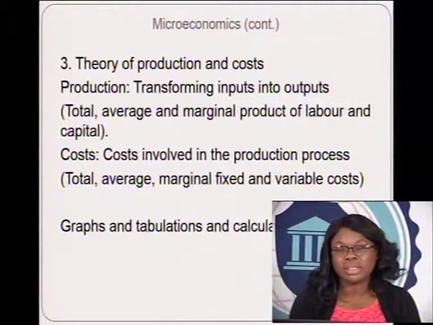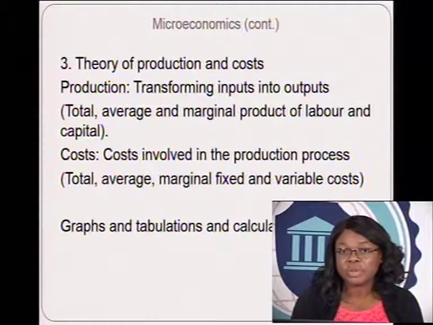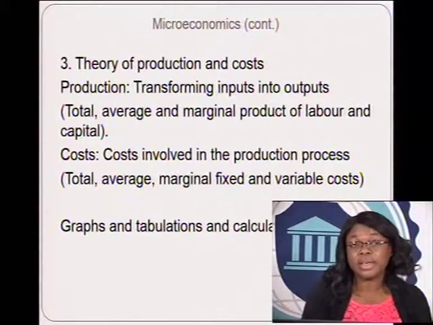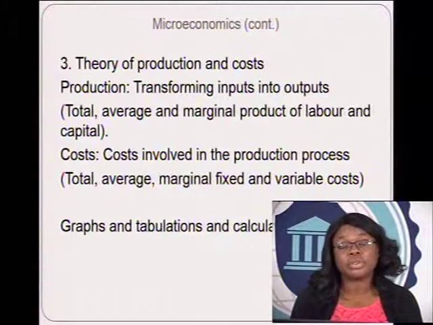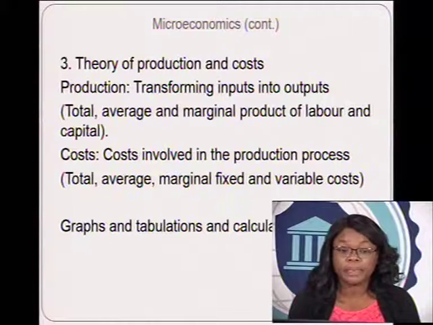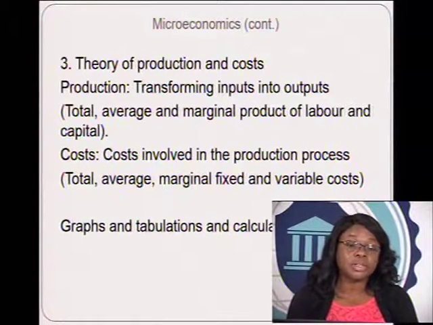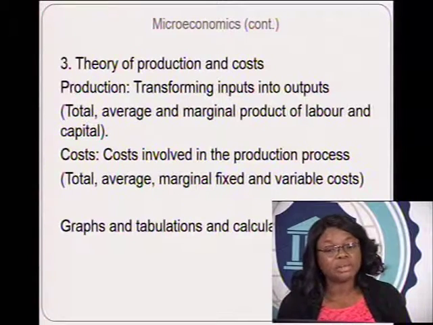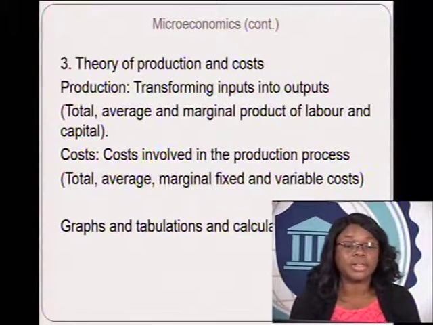We need to look at the total product, the average product, the marginal product, both of labor and capital. In the production theory, we have two components to production: labor and capital. And we need to look at these two, the total product of labor as well as the total product of capital, the average and marginal product of labor and capital.